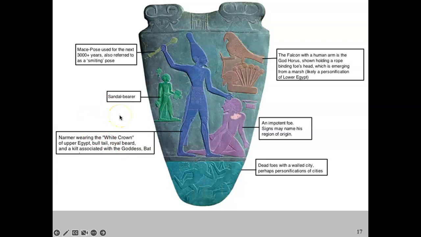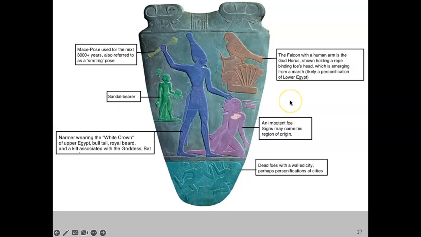An official foot washer or sandal bearer is on Narmer's left. He's holding sandals, and you'll notice that Narmer himself is barefoot. And this is an important convention for a king. He is standing on holy ground, which is a privilege of only the pharaoh. Around his waist, we see a bull-tailed sash. The bull, of course, is a symbol of power and of strength and appropriate for a ruler.